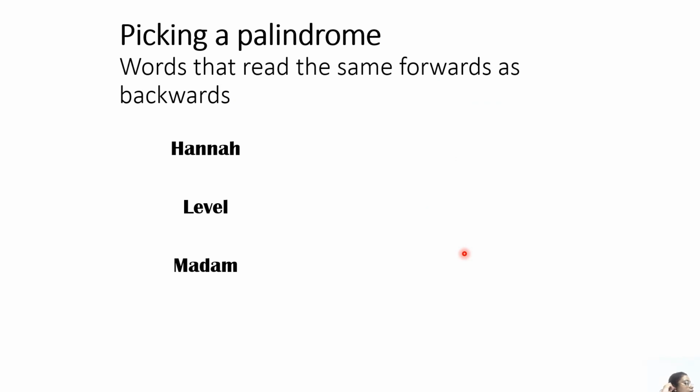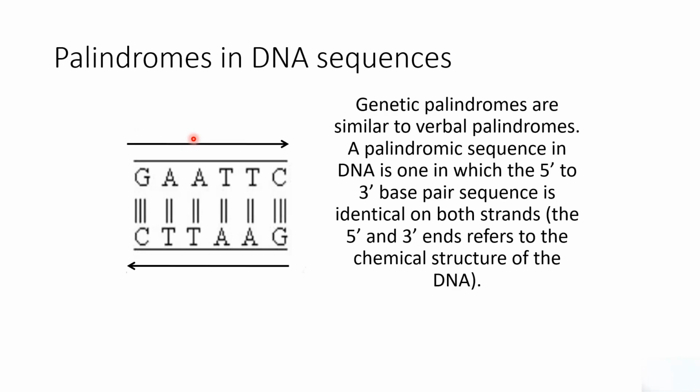So what is a palindrome? They always pick a palindrome. The sequences that these restriction endonucleases cut are mostly palindromes, almost. So what is a palindrome? A palindrome is something that is read the same way forward as backward. For example, Hannah is Hannah from forward and Hannah from backward as well. Same like level, madam, etc.